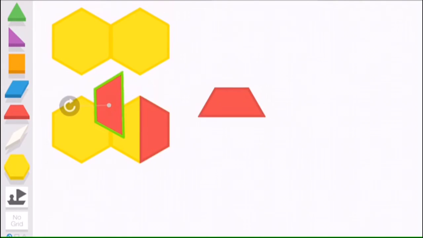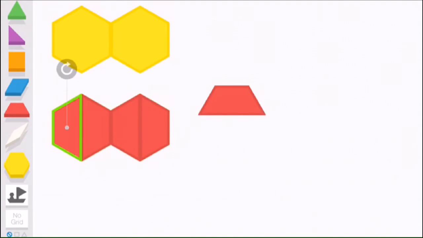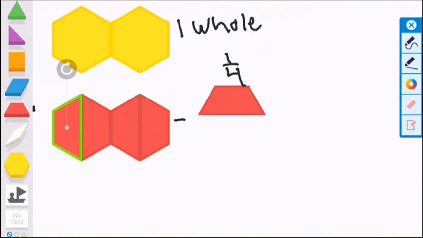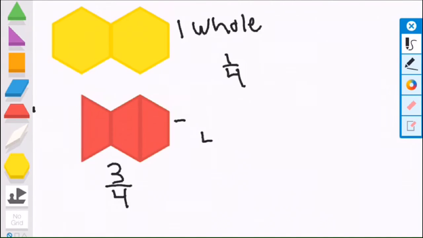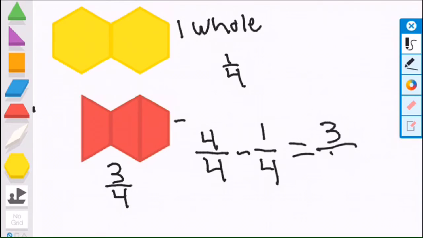They are going to take up half of 1 hexagon, which gives us 4/4 of a whole, or 1 whole. So since we are subtracting 1/4, we are going to take one trapezoid away from each side. Leaves us with 3/4. So 4/4 minus 1/4 equals 3/4.